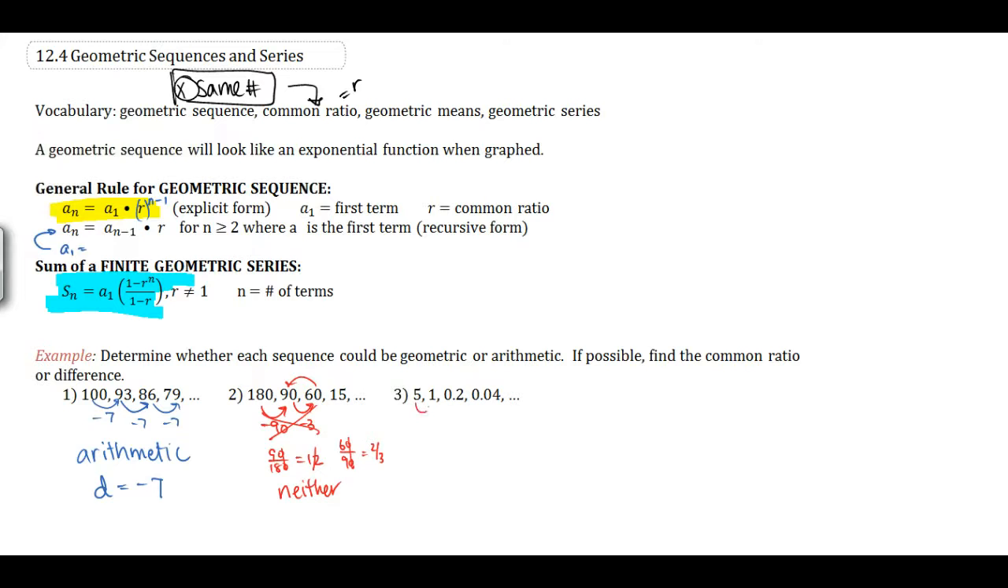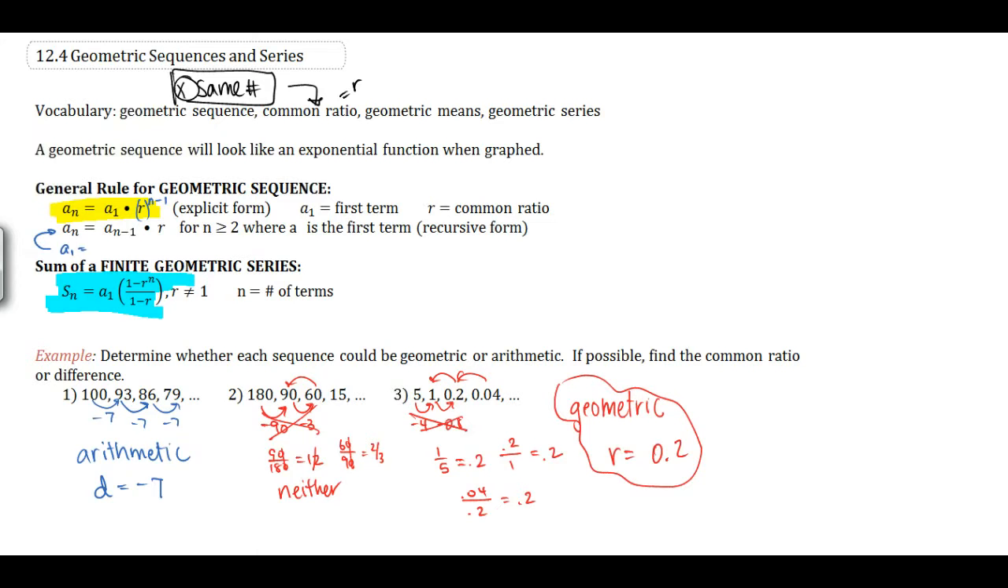And then last but not least, number 3. Let's find out if it's arithmetic. It looks like they subtracted 4, and subtracted 4 again, no, looks like they subtracted, what, 0.8? So it's definitely not arithmetic. If I check now for geometric, I do 1 over 5, which is 0.2. And then I do 0.2 over 1, which is 0.2. Oh, this is looking a lot more promising. And then I see 0.04 over 0.2, which is 0.2. And I say, there you go. This one is geometric. And if it's geometric, I can find R, which we just did, and it is 0.2. And so there is my geometric sequence.